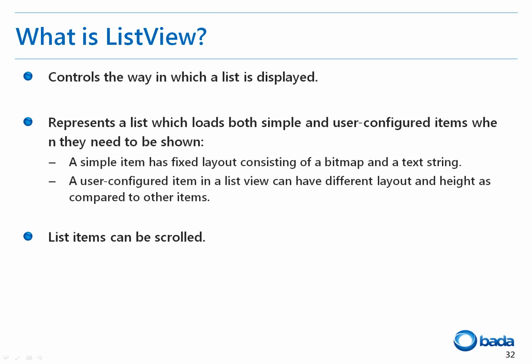List view is a UI control that's used to control the way in which a list is displayed. The list view represents a list which loads both simple and user-configured items when they need to be shown. A simple item has a fixed layout consisting of a bitmap and a text string. A user-configured item in a list view can have a different layout and height as compared to other items. The items of a list can be scrolled to view other items if the whole list is too large to fit in the screen area.